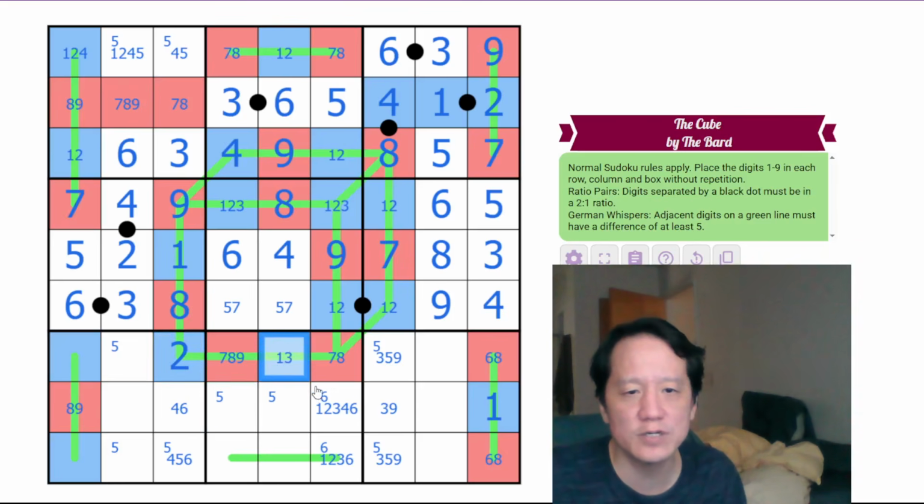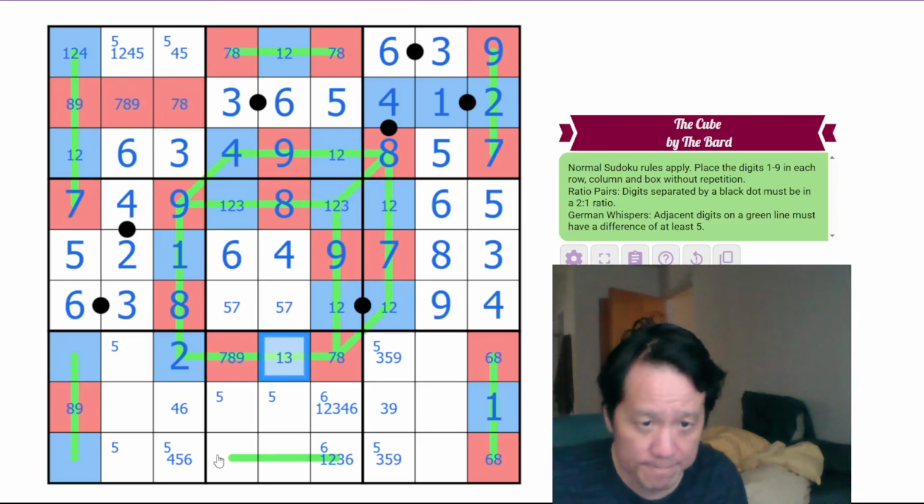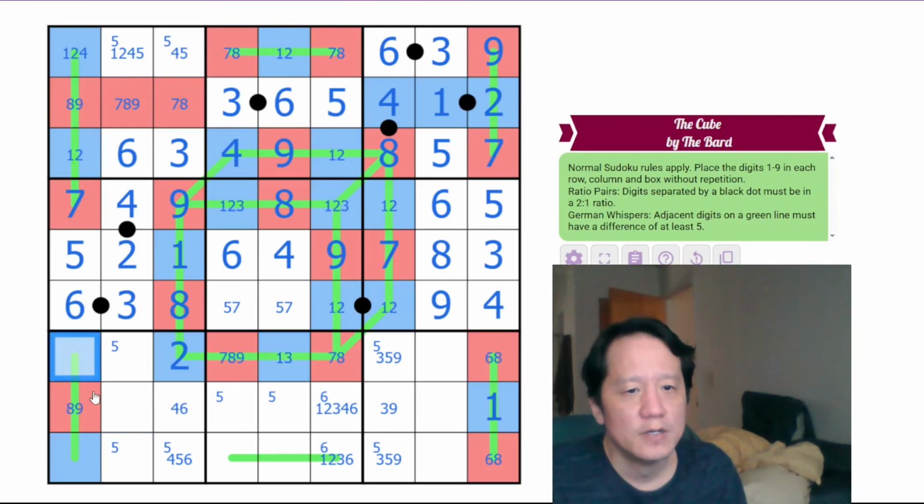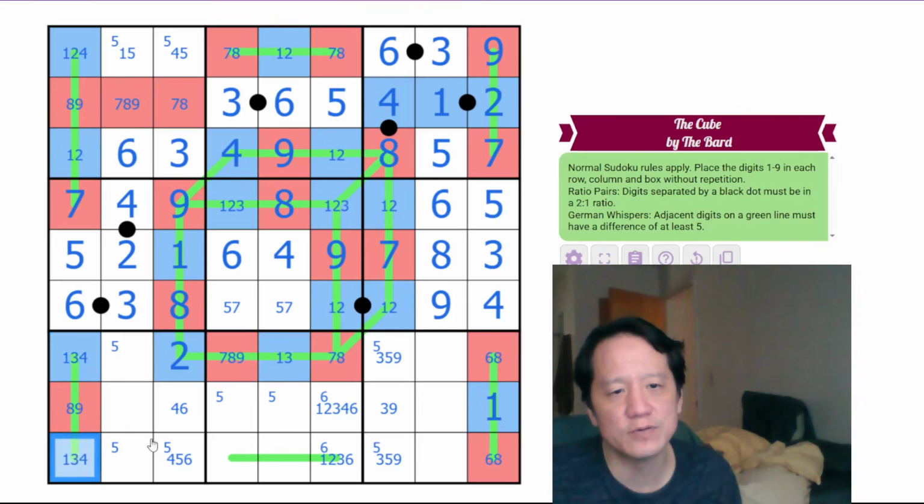2 eliminates 2 here, so it's 1 or 3. This 2 eliminates 2 and 4 eliminate 2 and 4 here, so this is 1 and 5. 2 has to be one of these digits. This is guaranteed to have a 3, but it could have 4 with it. We don't know.